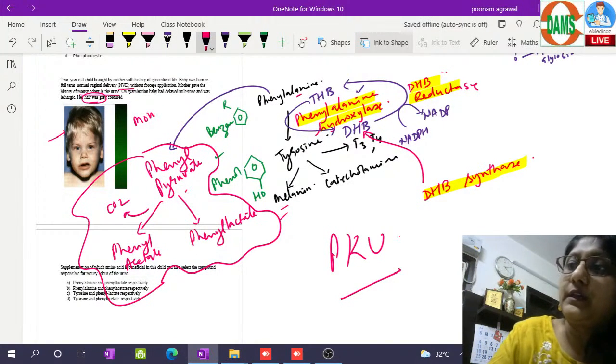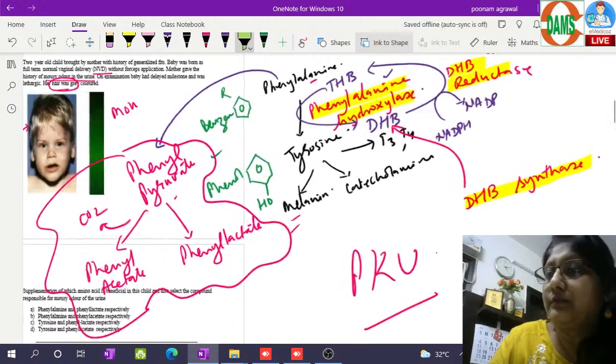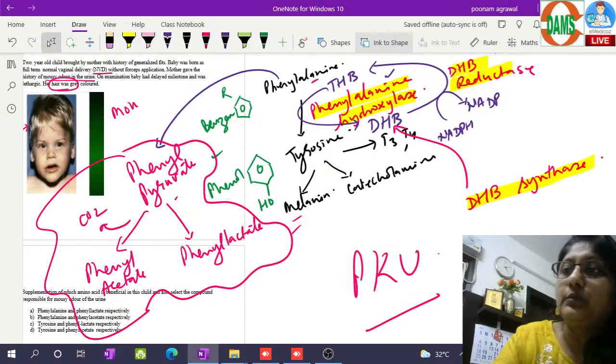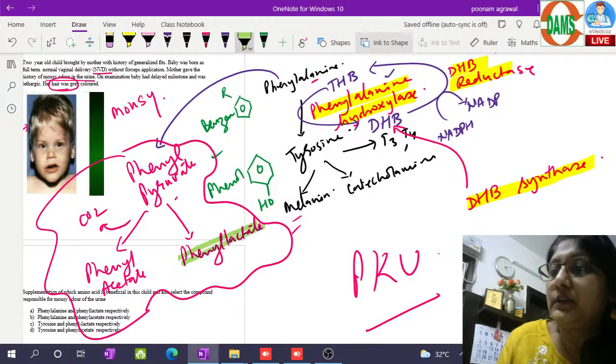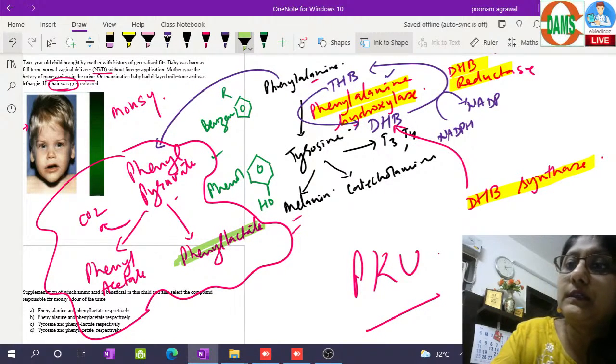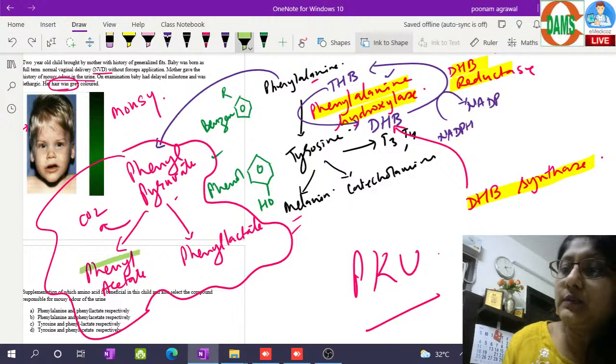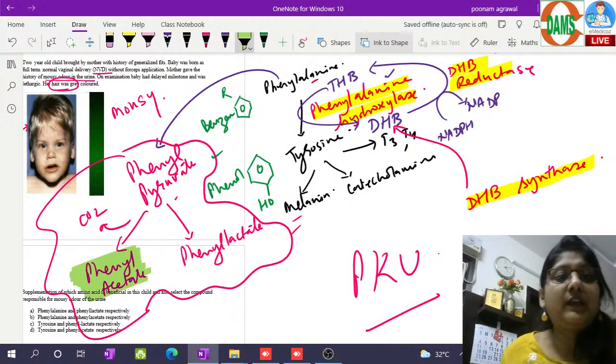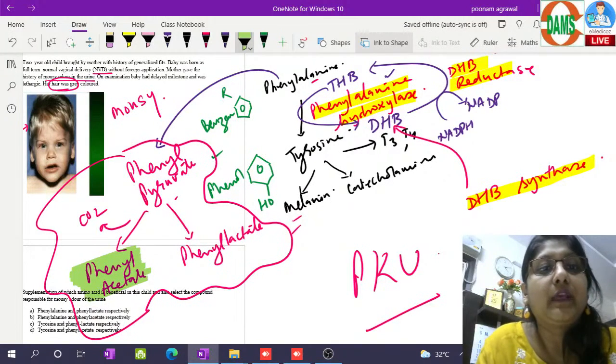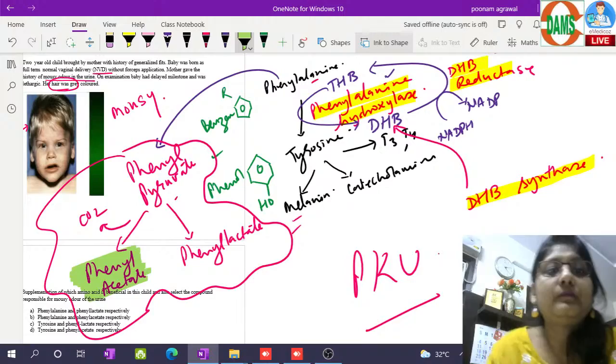One frequent question they ask you: what is the reason for the mousy odor, musty odor? Which component out of all these 3 is responsible for mousy or musty odor? The answer is phenyl acetate. So just mark phenyl acetate. This is the compound which is going to give you mousy or musty odor. Phenyl pyruvate and lactate are odorless. Yes, Amit, you're totally right. Phenyl acetate gives you mousy or musty odor.